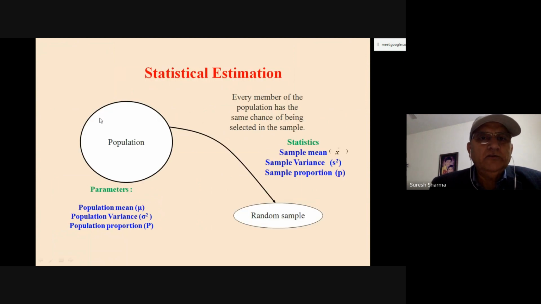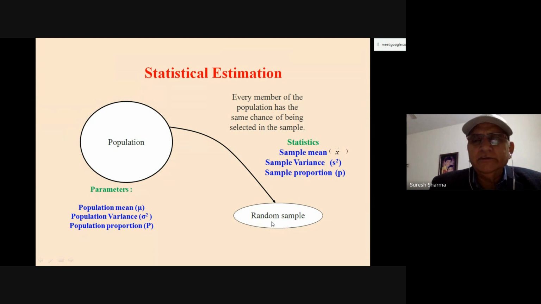See, there is always a population, and we cannot study the entire population because population is generally very large. Then what do we do? We take a sample out of this population, and generally we take a random sample.